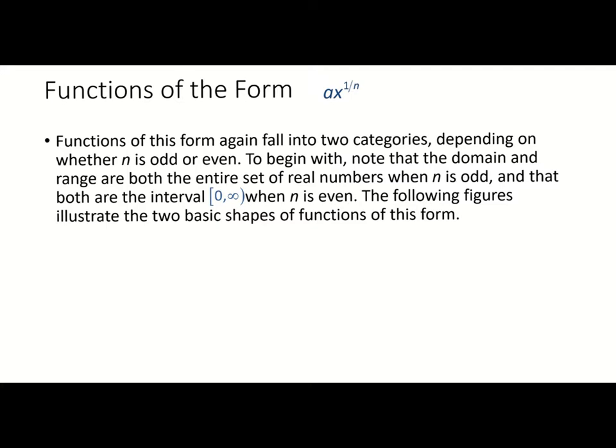When your exponent, or your n, your denominator in that exponent, is odd, the domain and the range are the entire set of real numbers. So again, that would be negative infinity to positive infinity. And the domain and the range when your exponent denominator is even will be 0 to positive infinity. Because you have the bracket around the 0, it means that it includes 0 and goes to infinity.